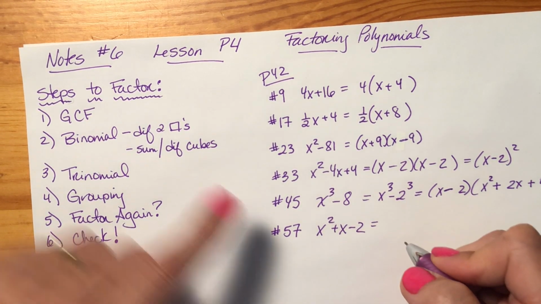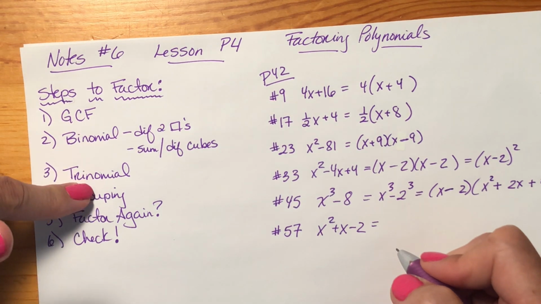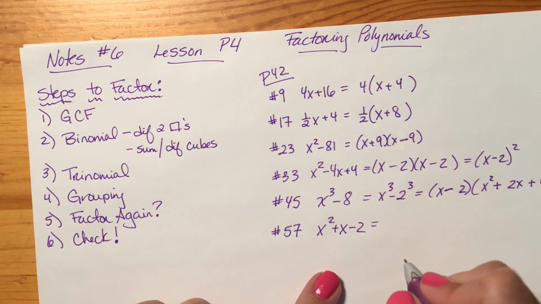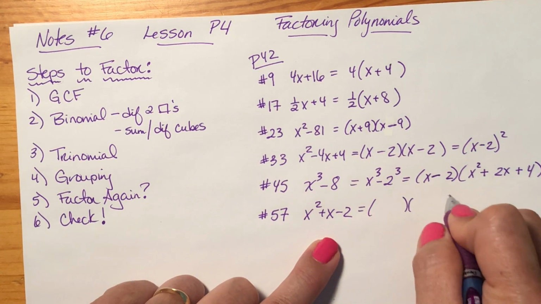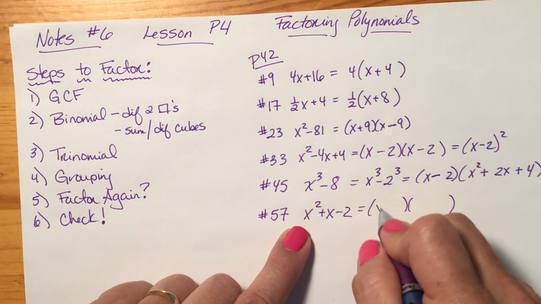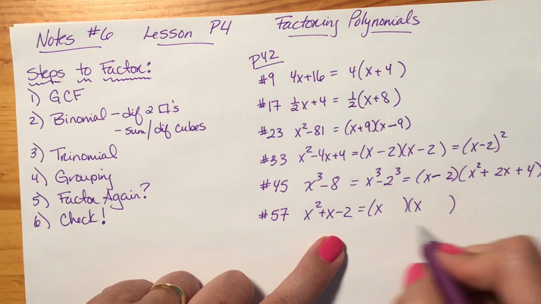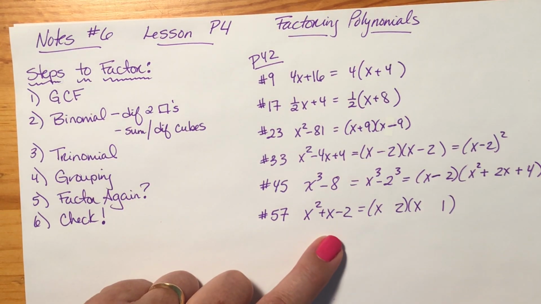Okay. Right away, no GCF, not a binomial. Looking at my trinomial factoring. So right away, I'm thinking about trinomial factoring. Draw my parentheses. Coefficient here is x squared. That makes it so nice. Factors of 2 are 2 and 1. That's all I have to pick from.